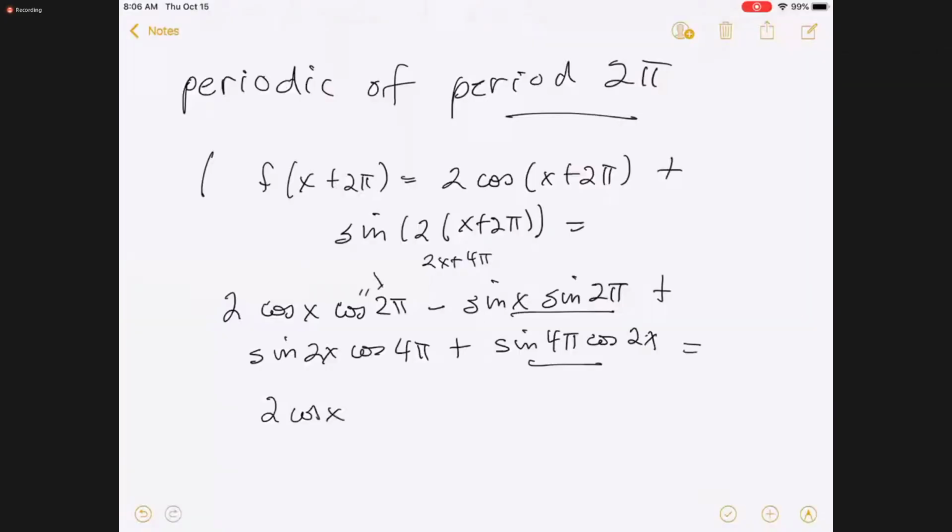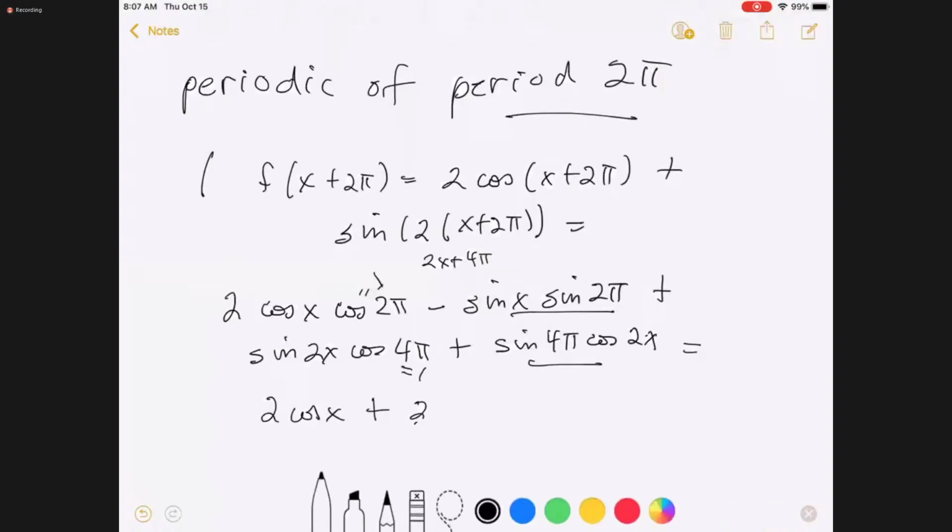Okay. And then, the cosine of 4 pi is 1. So that's 1, so there's no 2 there. That's just the sine of 2x. Okay. So that's equal to f of x. So that shows then that that function has period 2 pi.